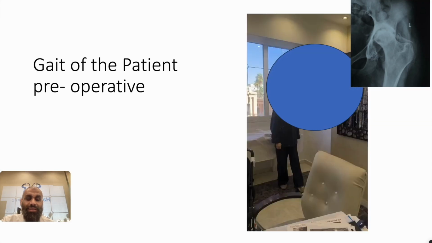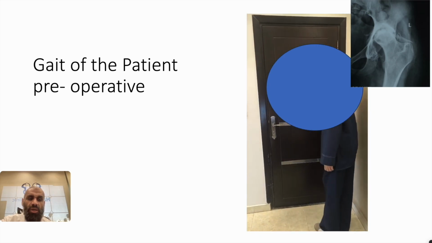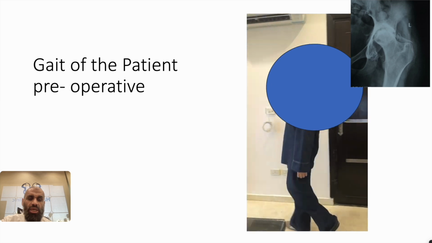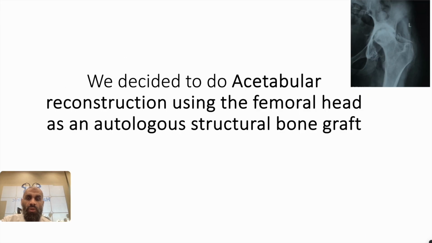This is the gait which was recorded preoperatively. The patient had a Trendelenburg and some antalgic gait, and she was not capable of free movement, especially over longer distances. So we decided to do an acetabular reconstruction using the femoral head as an autologous structural bone graft.